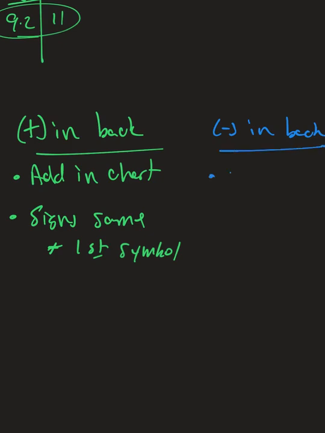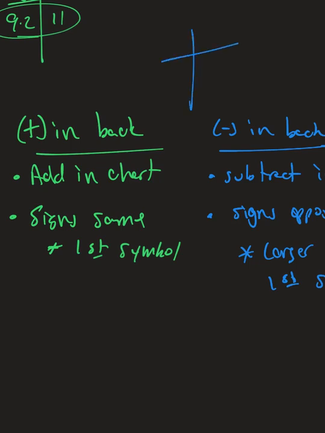Now, on the contrary, if it is a minus in the back, we're going to do the opposite. We're going to subtract in the chart. So if I'm subtracting, my signs are opposite. And then here, your larger factor gets your first sign. This is how I deal with my chart, and your chart is always A, C, B.